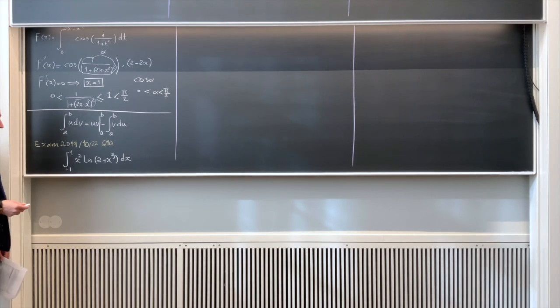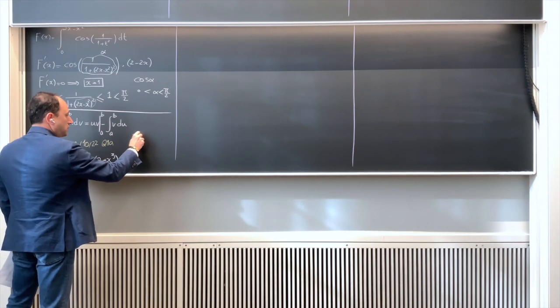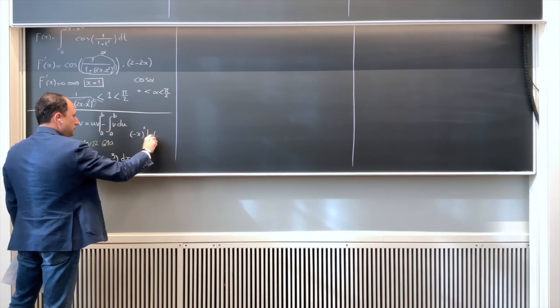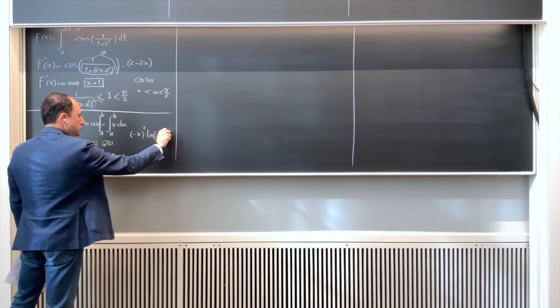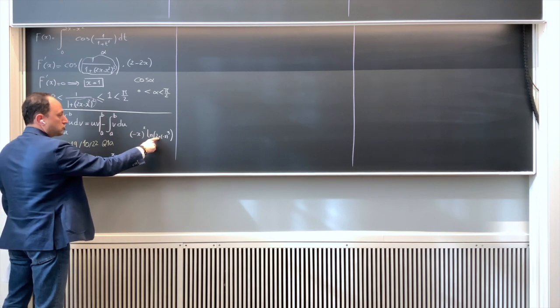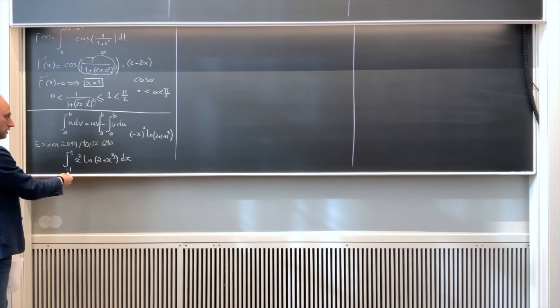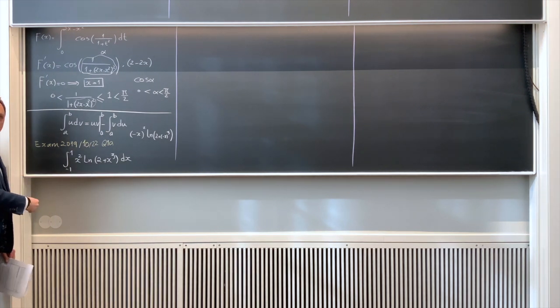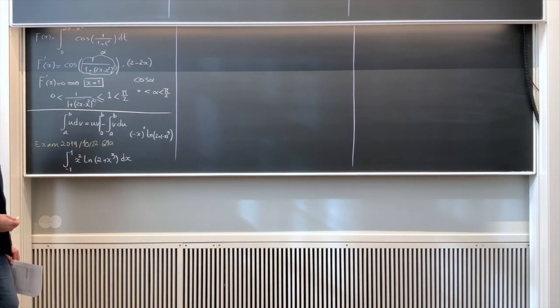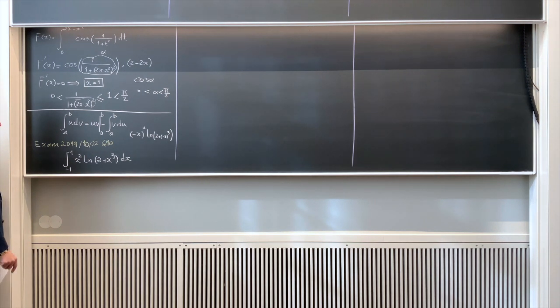Do you agree? If this is my integrand and I change x to minus x, I will get minus x squared ln of 2 plus minus x cubed. But the x squared becomes positive, and this becomes 2 minus x cubed, which is not the same function, and not the negative of the same function. So it is neither odd nor even. Even though it is tempting to give this 0, that is not correct. So we have to calculate this integral.